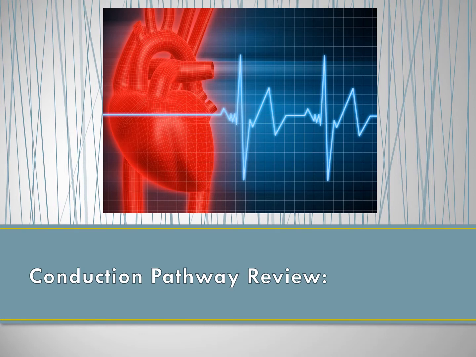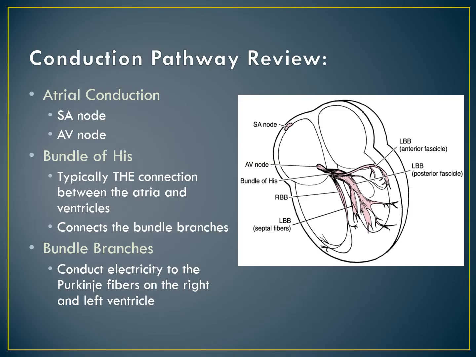Let's start with a quick overview of the electrical conduction system of the heart. The SA node is the primary pacemaker, and the electricity is conducted through the internodal pathways to the AV node at the bottom of the right atrium. From here, electricity travels to the bundle of His, and the bundle of His connects to the bundle branches, which travel down through the septal wall that separates both the right and left ventricle.